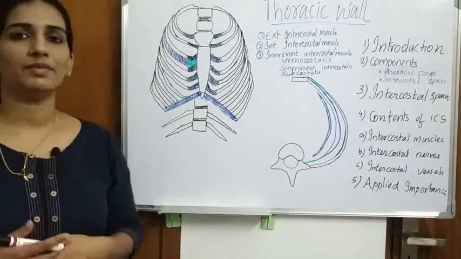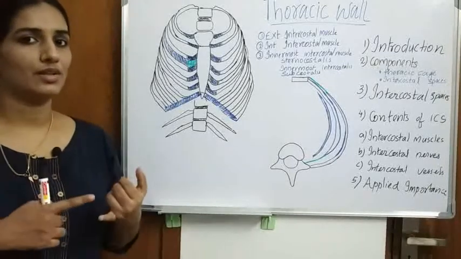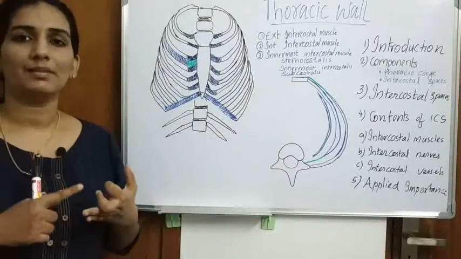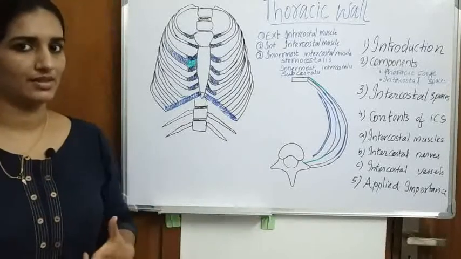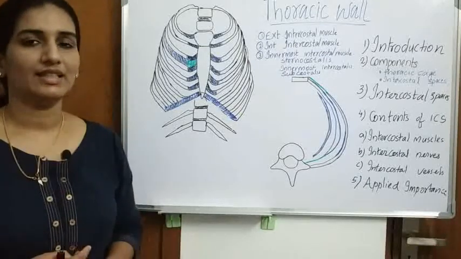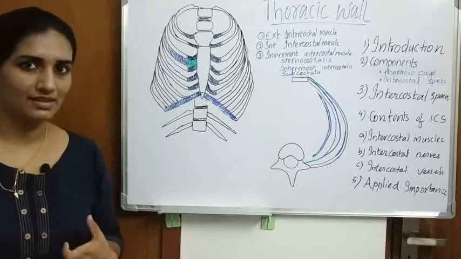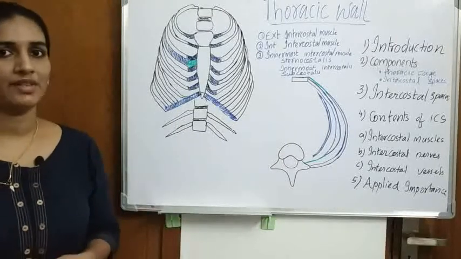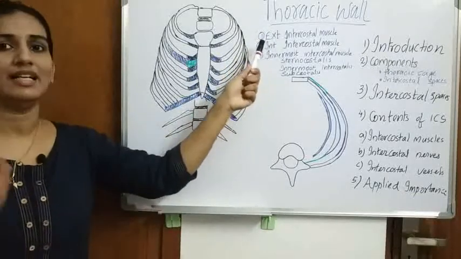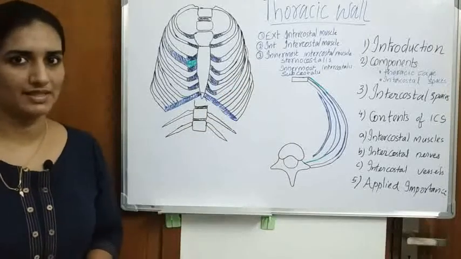Then moving on to the contents of the intercostal spaces. The intercostal space consists of the intercostal muscles, blood vessels and nerves. First we will see the intercostal muscles. There are 3 flat intercostal muscles in each space. From superficial to deep, they are the external intercostal muscle, internal intercostal muscle and innermost intercostal muscle.